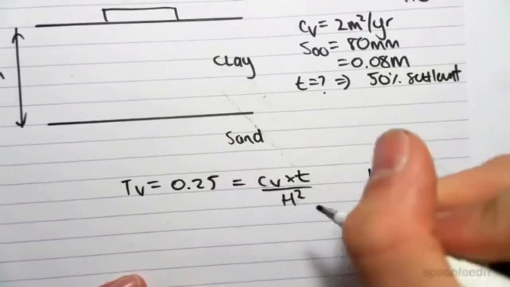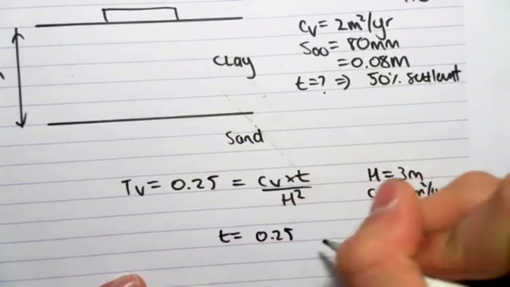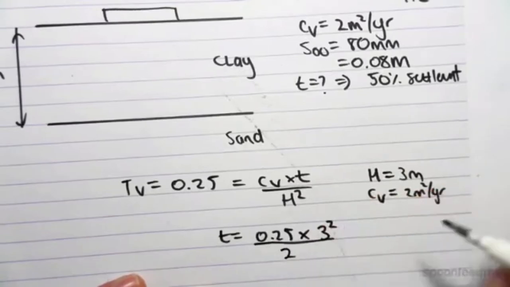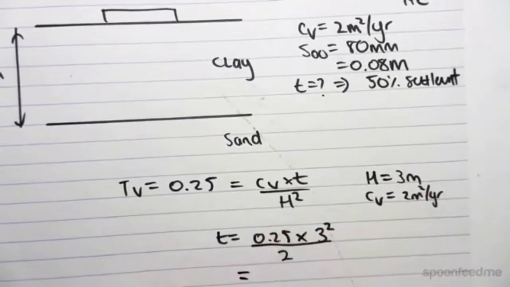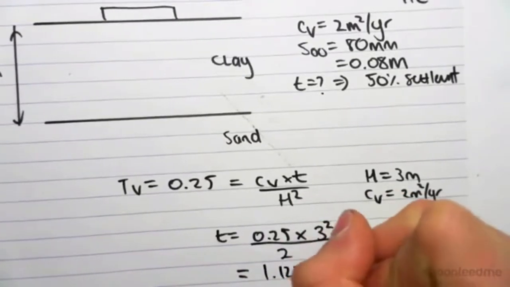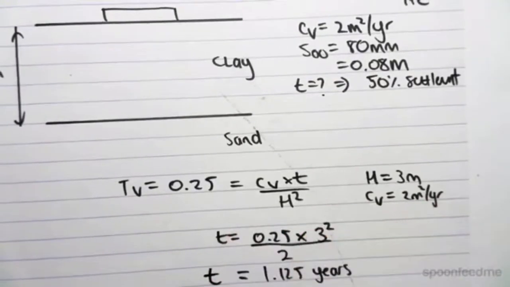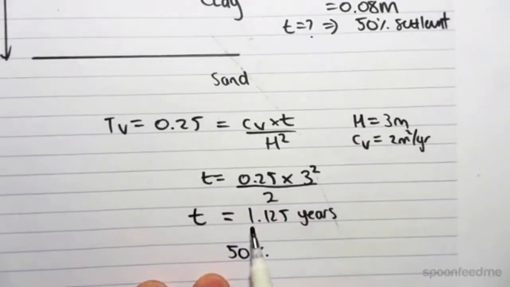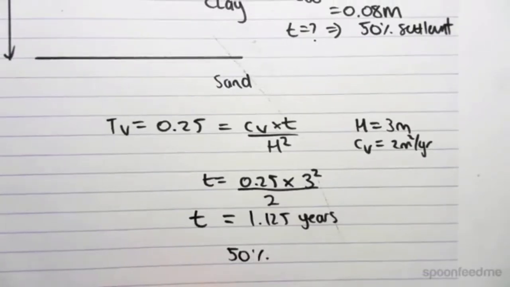We can then find our time would equal 0.25 times H squared, so 3 squared, on top of CV, which is 2. So you can see I'm using meters and years, so that means my final answer will be in years. So if I work this out, 0.25 times 3 squared divided by 2, we get 1.125 years. So the time taken to reach 50% settlement, so for 50% of my settlement to occur, is time equals 1.125 years. I hope that helps, guys.